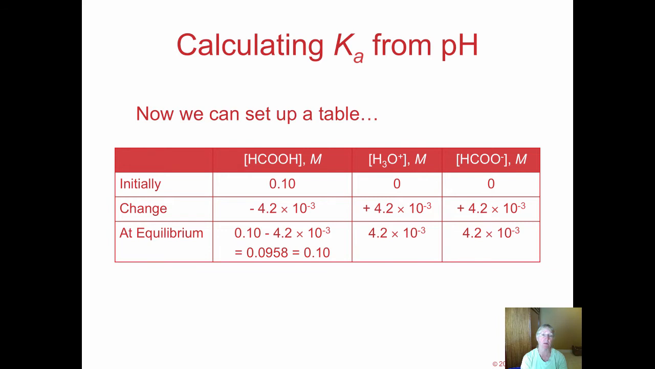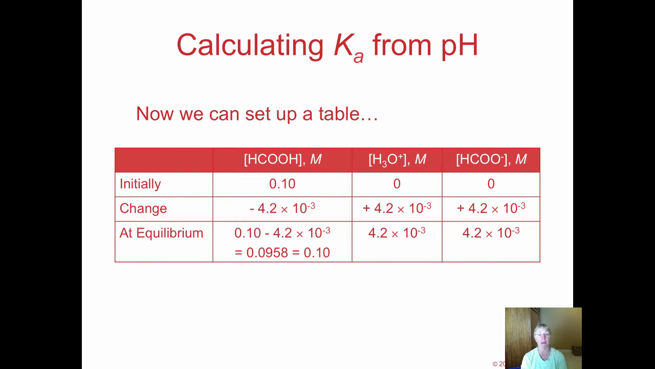Now as you can see, when you actually take 0.1 and subtract 4.2 times 10 to the minus 3 molar from it, you get a pretty tiny change, which they brazenly put as 0.1. I'll talk to you in a little bit about how you can make these kinds of assumptions. But essentially the concentration of the formic acid in this problem is changing very little. You could have left it as 0.0958, but it won't make a difference in your final answer.